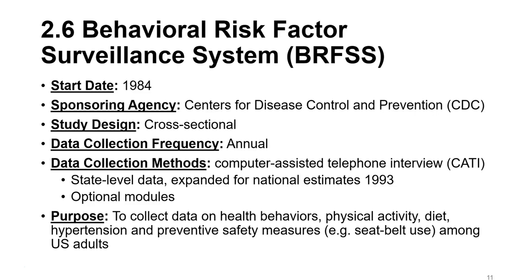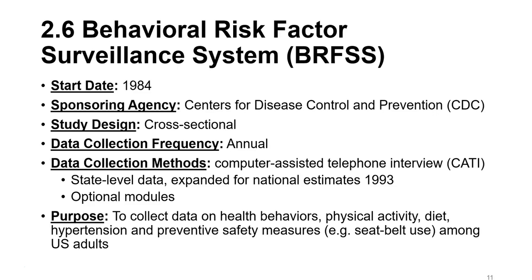However, in 1993, it was expanded to produce national estimates. You can use it for state-specific information as well as looking at nationally specific information. It allows for a collection of optional modules. However, the optional modules are specifically selected for each state. For example, the BRFSS has collected information on health literacy, but it's not been collected by all states, so only state-level comparisons can be made.